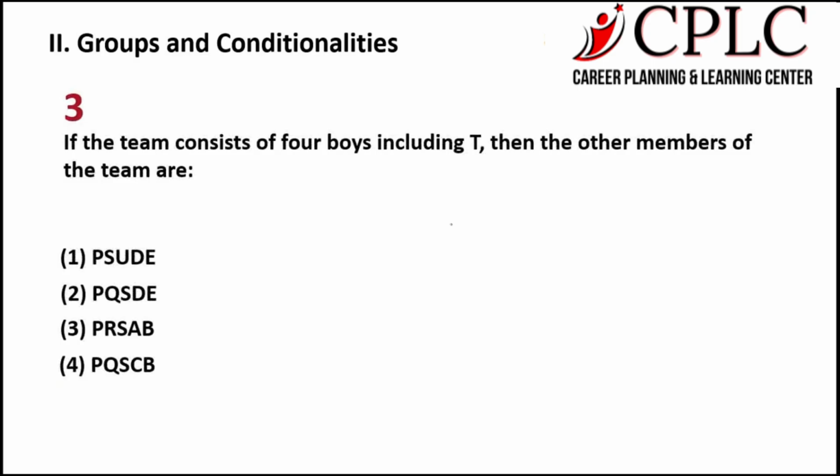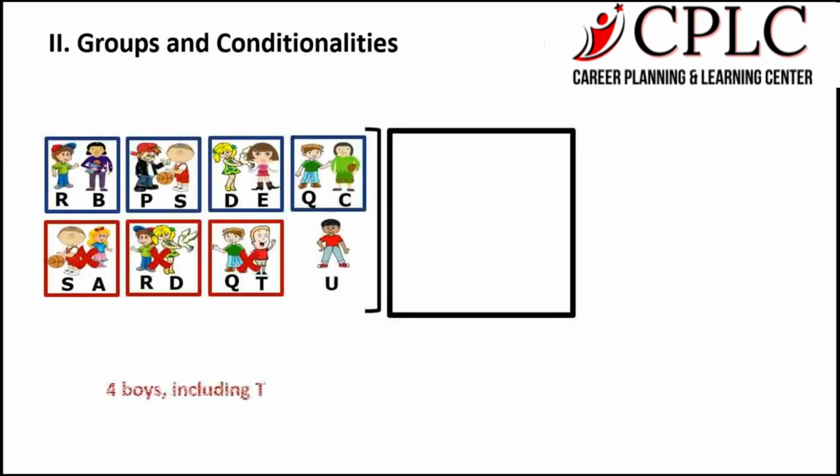Next question. If the team consists of 4 boys including T, and if you remember, T had a couple of conditions, which is Q and T cannot be teamed together. So I can clearly see that this gets eliminated and this also gets eliminated because T is selected and Q and T cannot be together. So these two are gone. This one is also gone because S and A cannot be together. That means for me answer has to be answer option first very clearly.